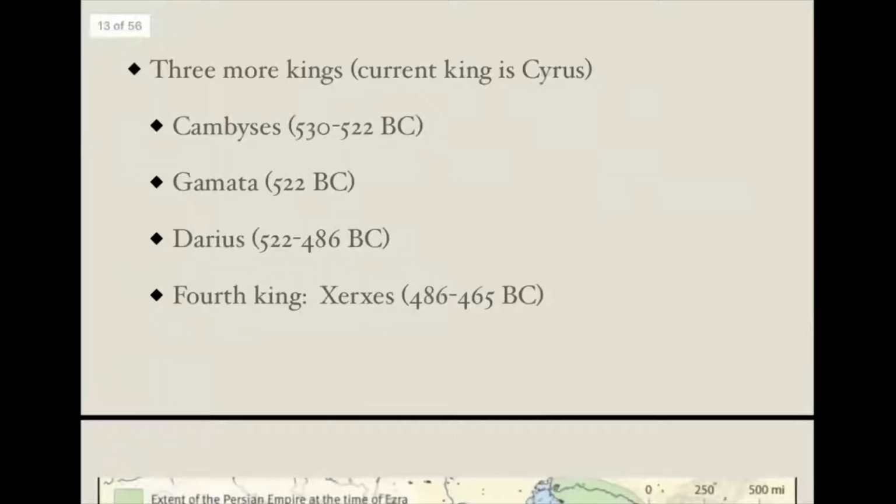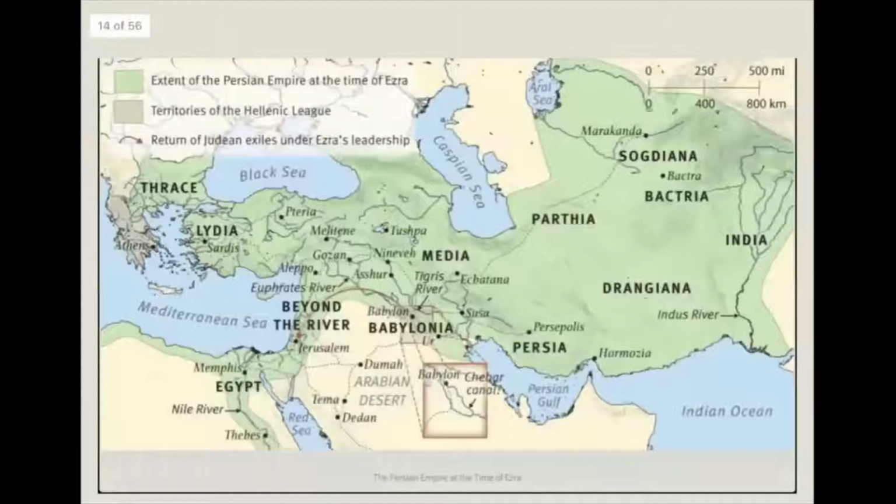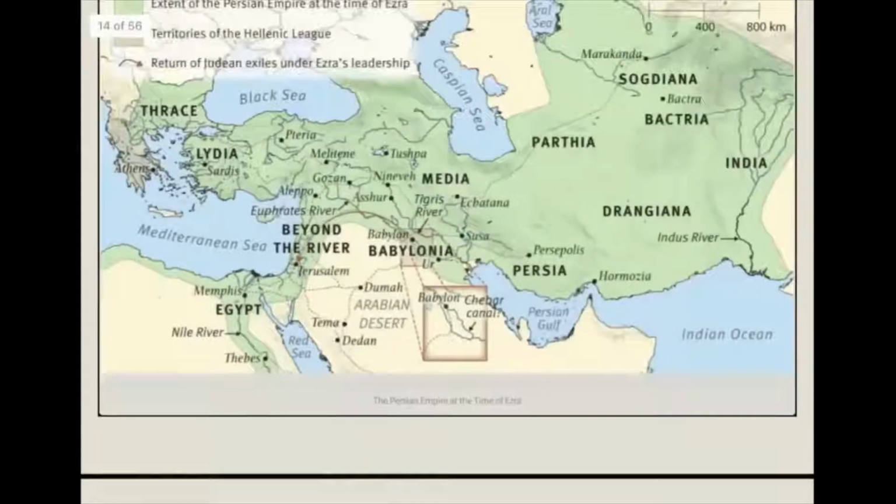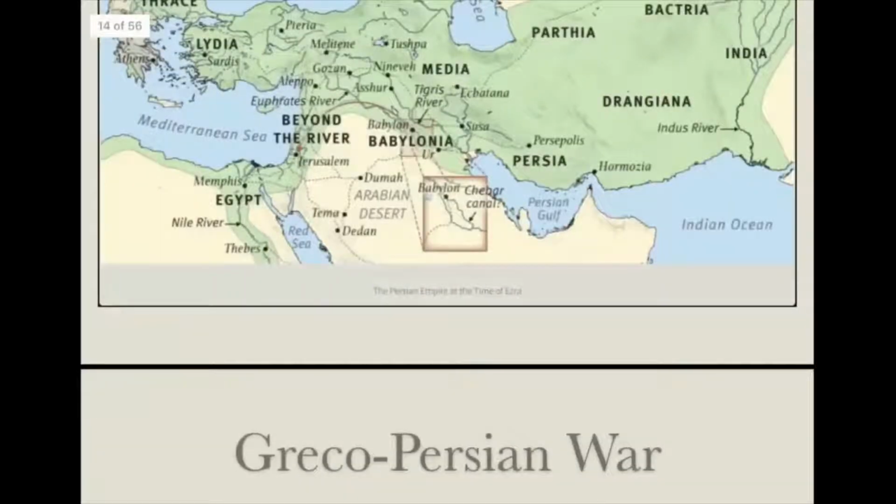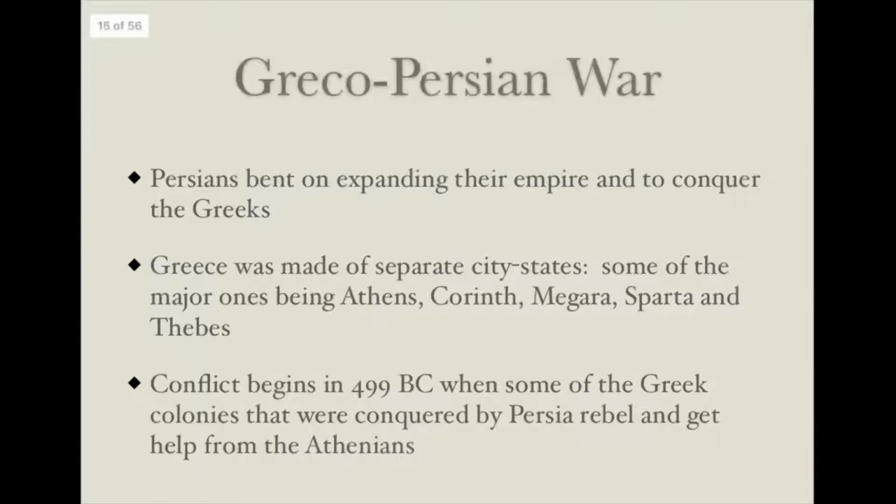So we're going to go into, again, this is a map that I showed you last time, the Persian Empire. And there's Greece on the far west of that map, far left. So the Greco-Persian War, just like Daniel says, he's going to stir up people against Greece.